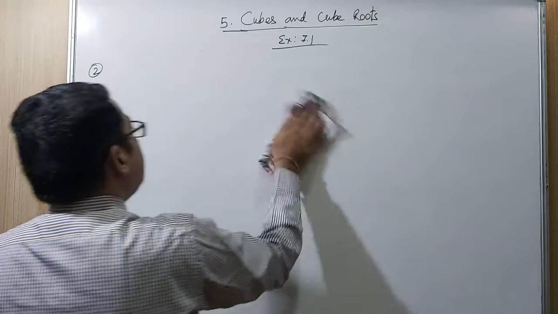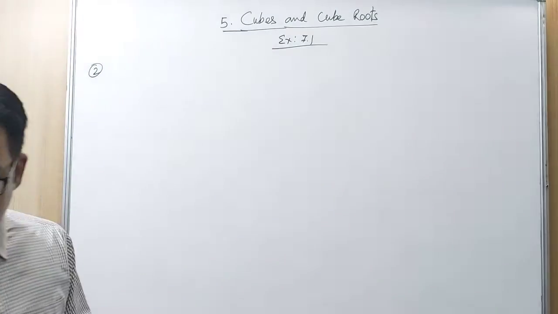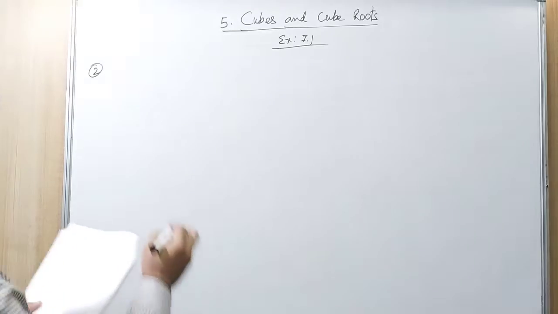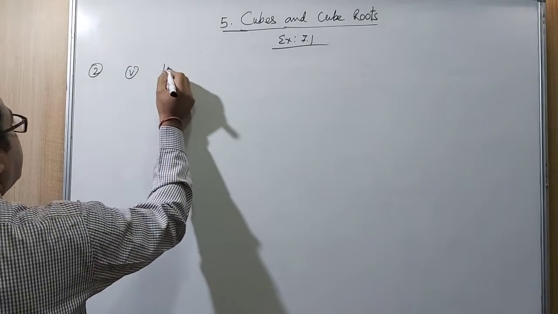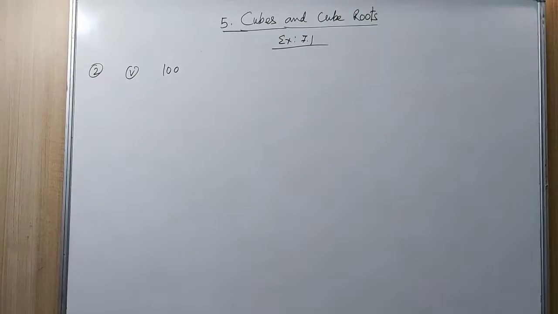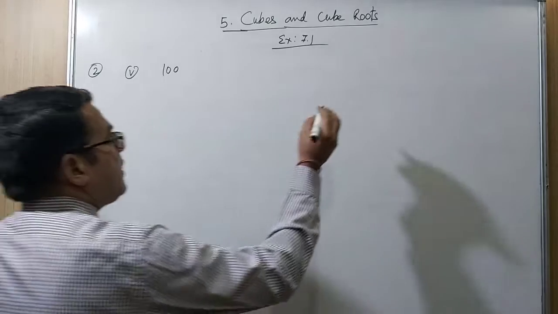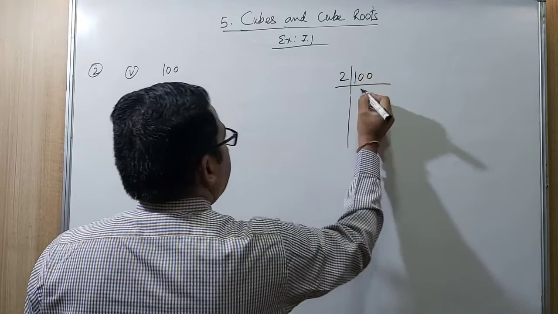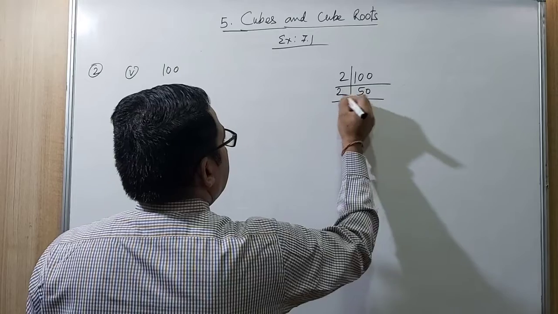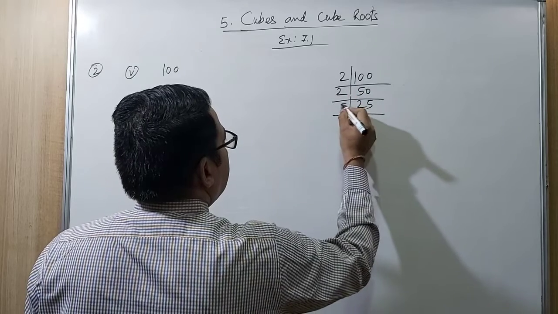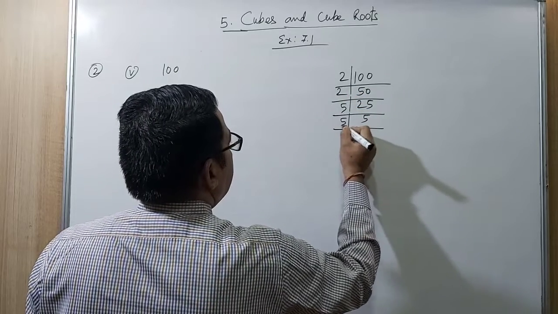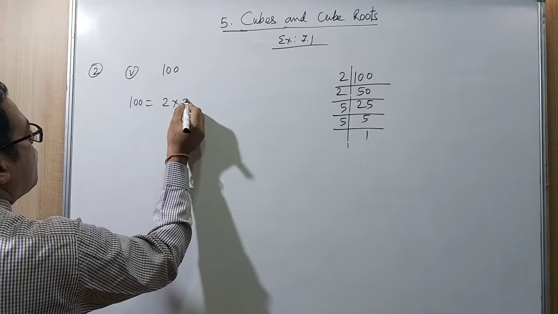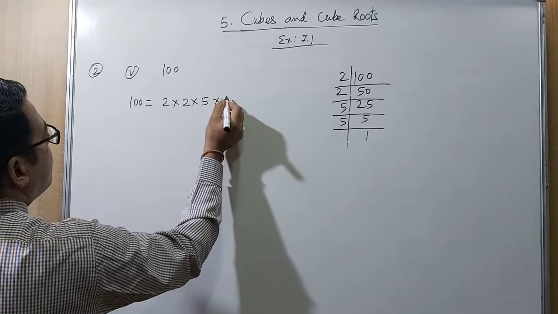You saw the first part. One more part I am solving here. Fifth part, that is 100 is given there. By which smallest number should we multiply to make a perfect cube? So let's find prime factors first. 50 times, 25 times, 5 times, 1 time. So factors of 100 are 2 into 2 into 5 into 5.